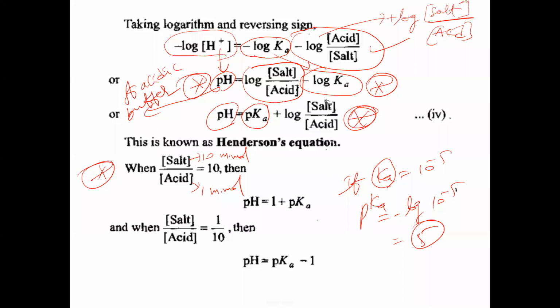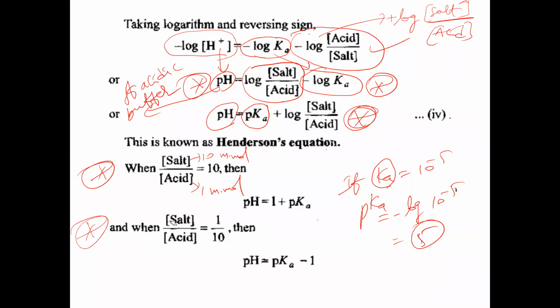Log salt by acid will be log 10. Log 10 value is 1. That's why whenever salt by acid concentration is equal to 10, pH is equal to pKa plus log 10. Log 10 is 1, so pKa plus 1. Therefore we get pH is equal to pKa plus 1.